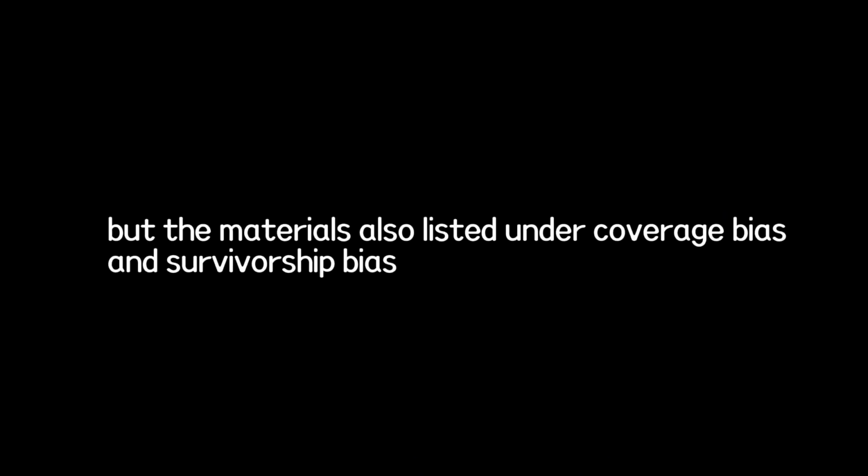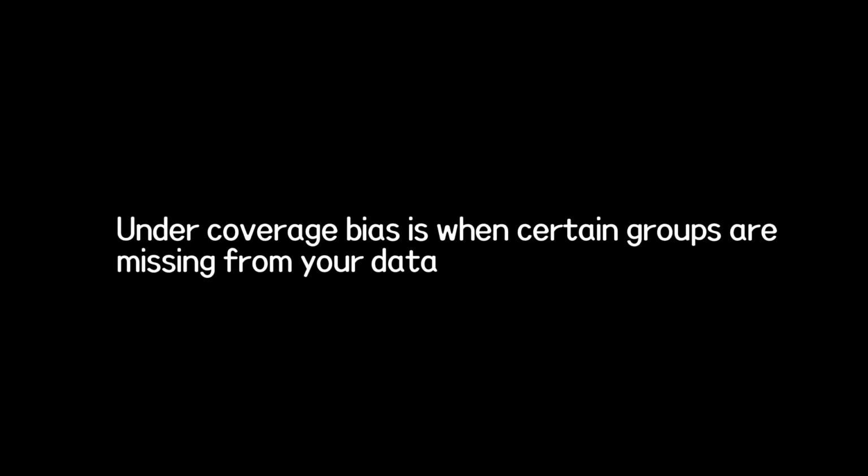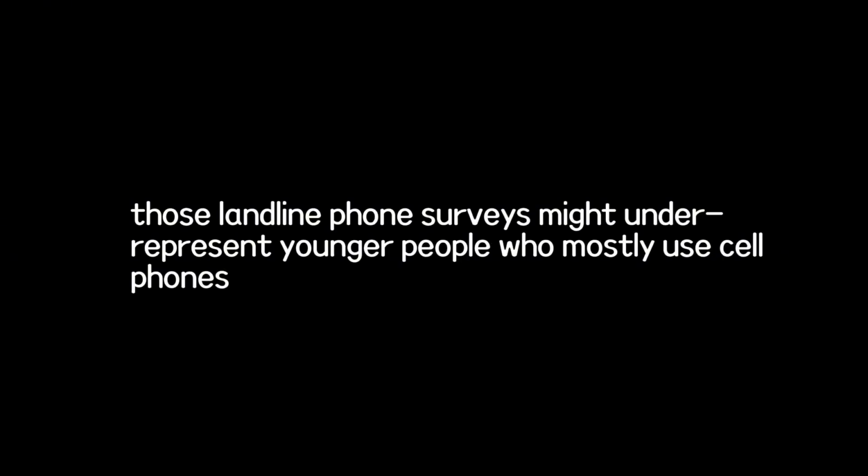We already discussed selection bias, but the materials also listed undercoverage bias and survivorship bias. Can you elaborate on those? Undercoverage bias is when certain groups are missing from your data. Like I said before, those landline phone surveys might underrepresent younger people who mostly use cell phones. Survivorship bias is when you only look at the successes and ignore the failures, like studying only successful businesses without considering the ones that went bankrupt. So we need to make sure we're getting a complete picture.